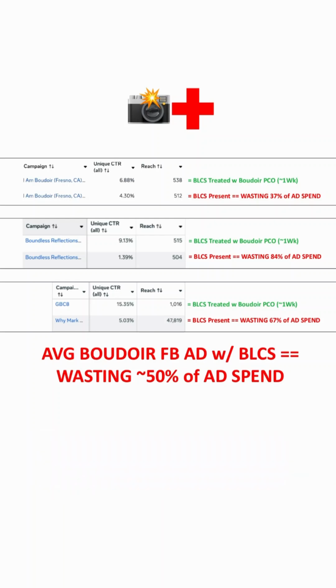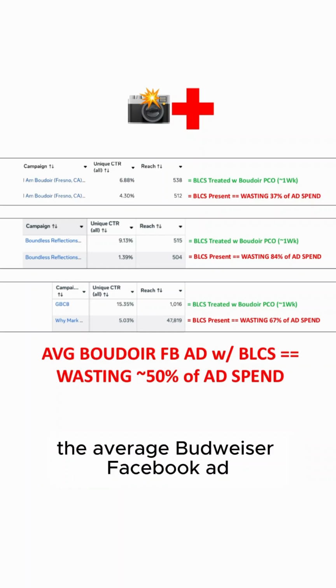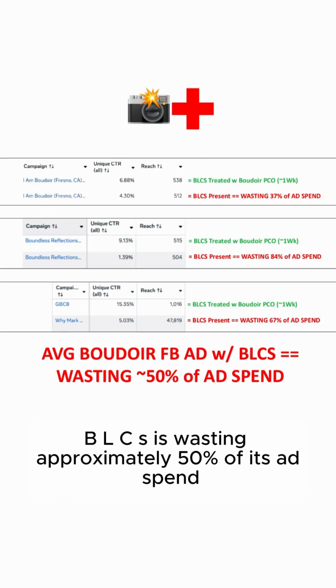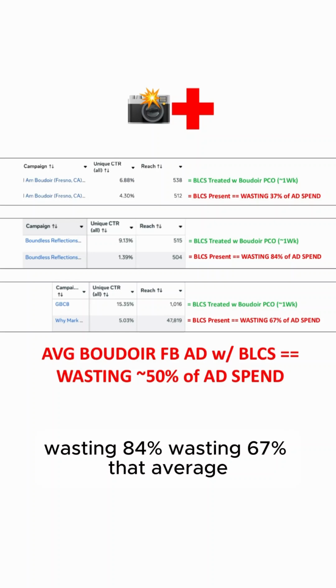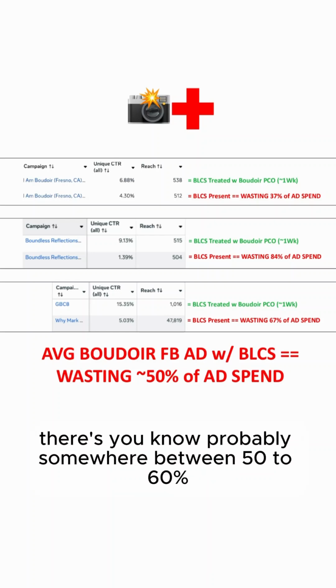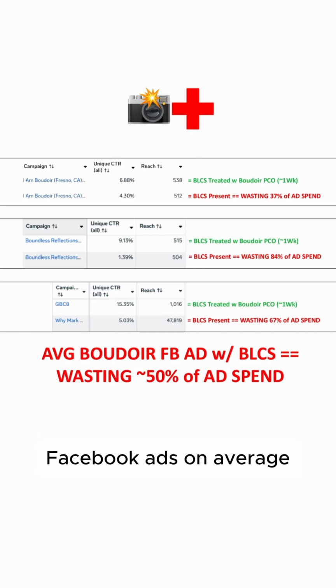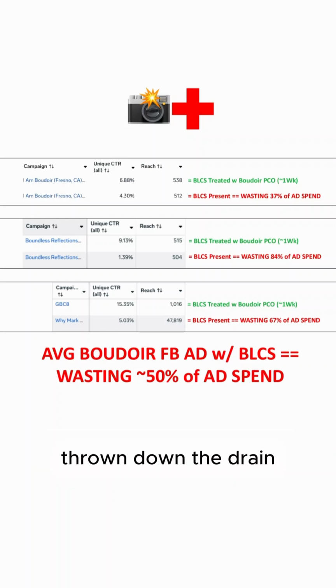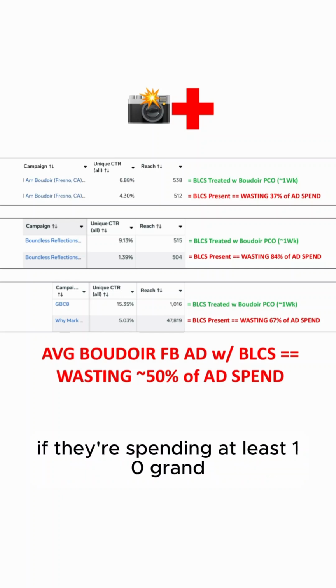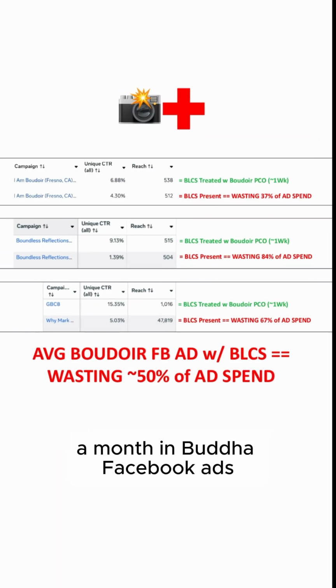So the average Boudoir Facebook ad with BLCS is wasting approximately 50% of its ad spend. The numbers here: wasting 37%, wasting 84%, wasting 67%. That average is probably somewhere between 50 to 60%. So if they're spending 10 grand a month on Boudoir Facebook ads, on average 5 grand every month is being wasted, thrown down the drain. And we can eliminate that and save them approximately 60 grand in the next year if they're spending at least 10 grand a month in Boudoir Facebook ads.